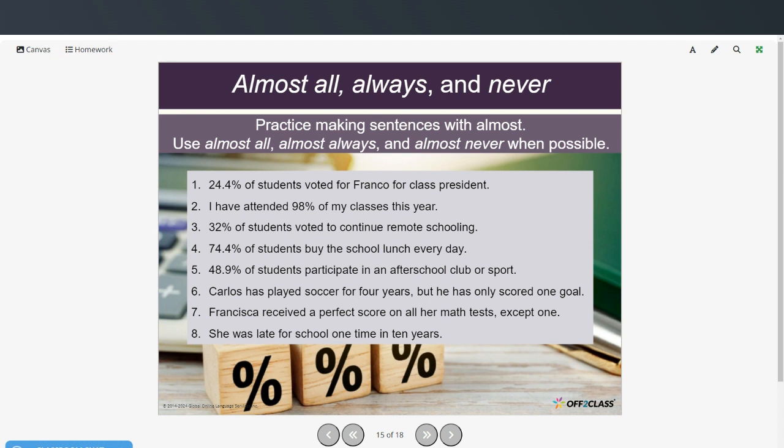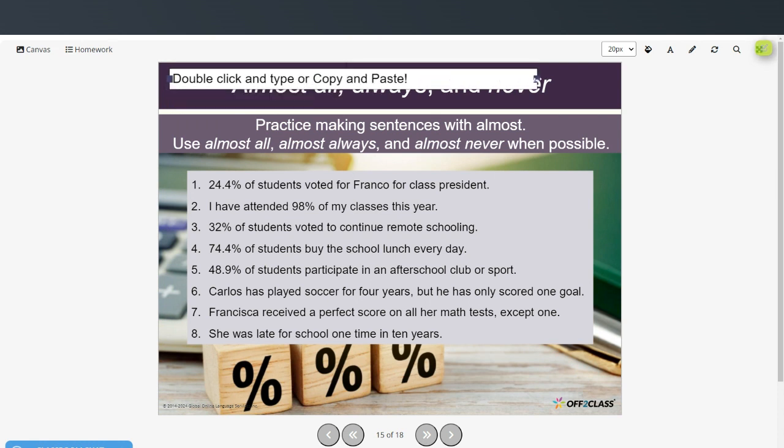All right, 24.4% of students voted for Franco for class president. So for that, we could say 24.4 would be almost 25%. So almost 25% of students voted for Franco for class president.